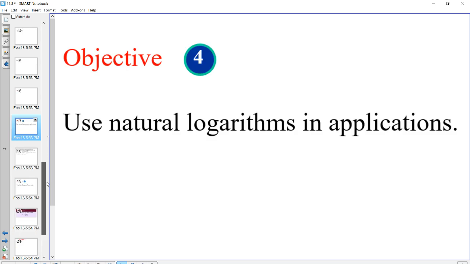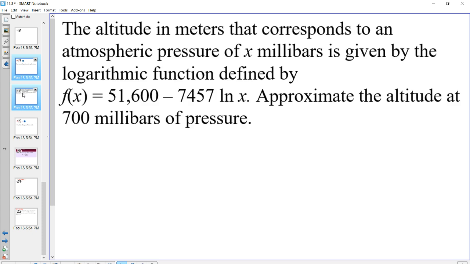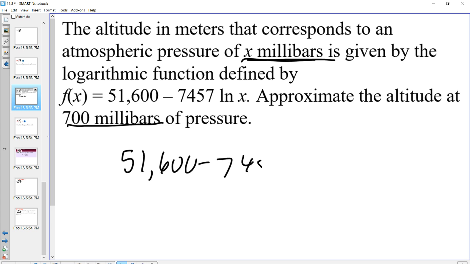So let's use that one in applications as well. The altitude in meters that corresponds to an atmospheric pressure of x millibars is given by the logarithmic function f of x equals 51,600 minus 7,457 ln x. They want us to approximate the altitude at 700 millibars of pressure. So 700 millibars is an x value because they told us it was x millibars. All we really need to do is plug into our formula: 51,600 minus 7,457 ln of 700 millibars. And of course this would be f of 700.